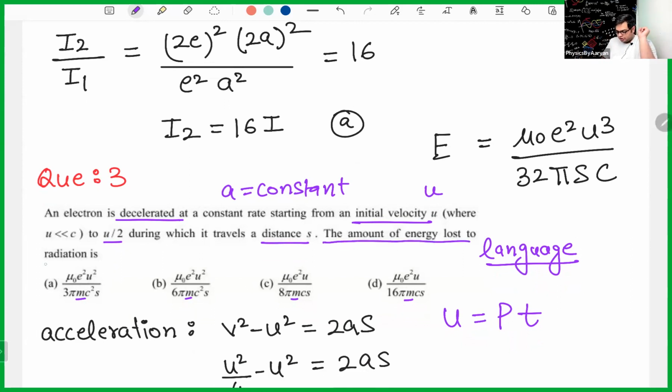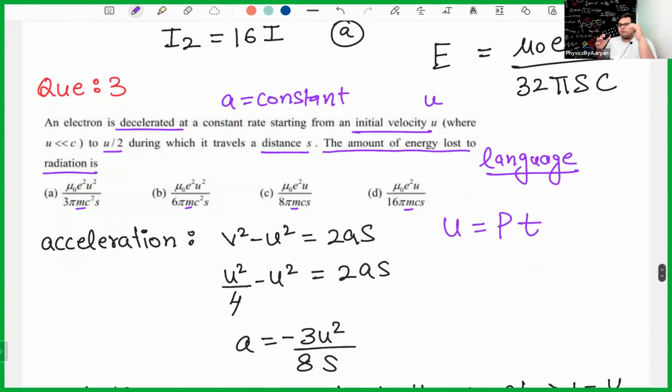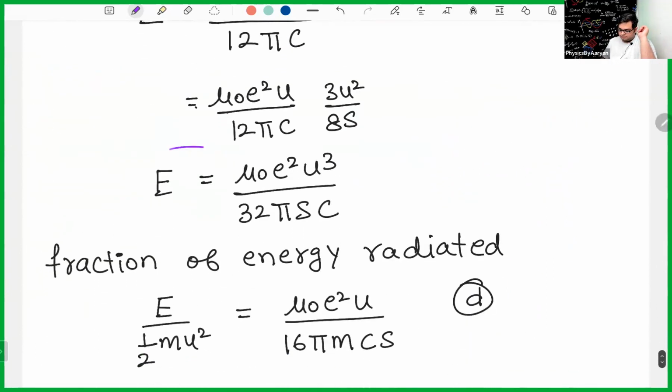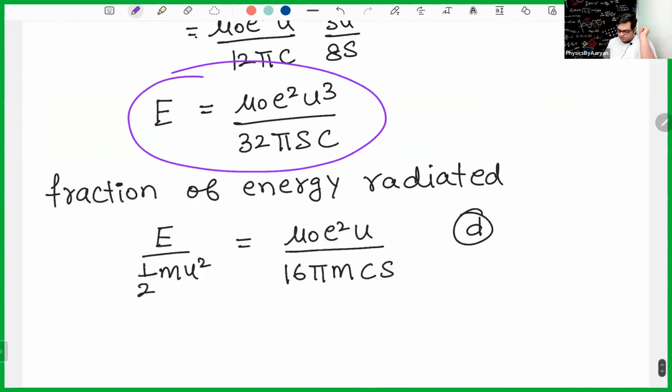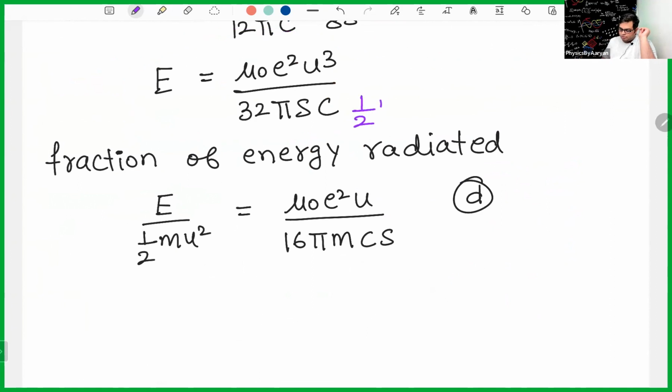The amount of energy lost to radiation is, as a matter of fact, I think this is wrongly put in the statement, but they are asking the relative energy loss. How much fraction of the energy has been lost? So if I divide this number by my initial energy, which was half mu square, 32 by 2 becomes 16. Pi is pi, s is s, u cube by u square becomes u, and sc is sc.